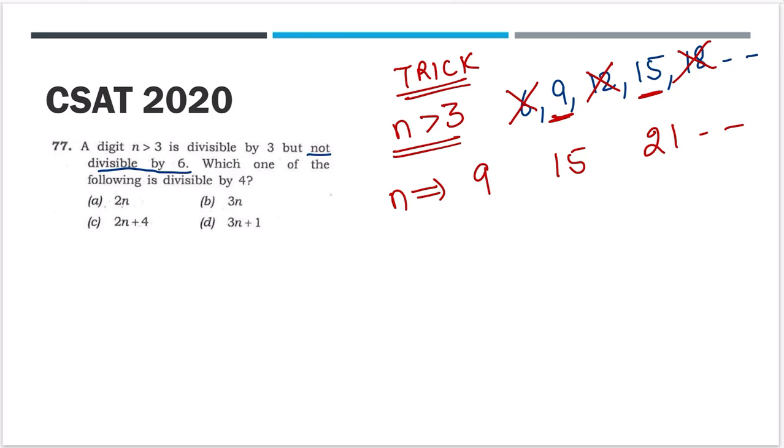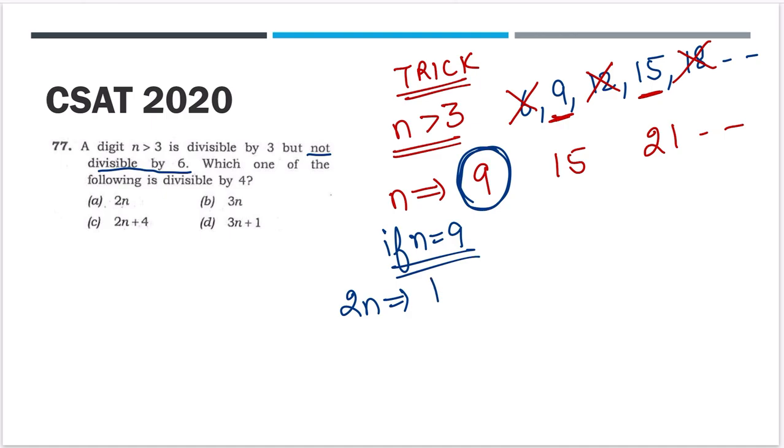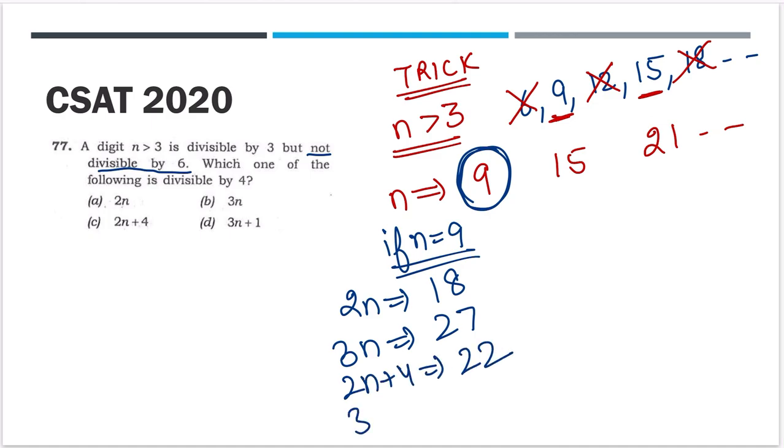Now, which one of the following is divisible by 4? I'm taking n equal to 9 for our question. If n is equal to 9, because 9 satisfies our condition, what will be 2n? 2n will be 18. 3n will be 27. 2n plus 4 will be 18 plus 4, 22. 3n plus 1 is 28. Now they are asking you, out of these, which one is divisible by 4?